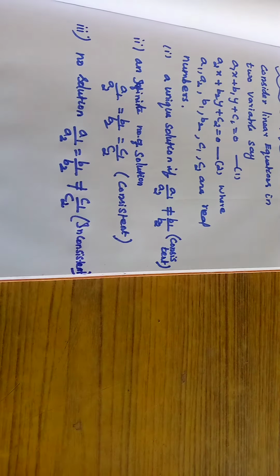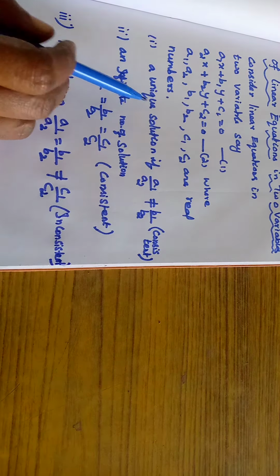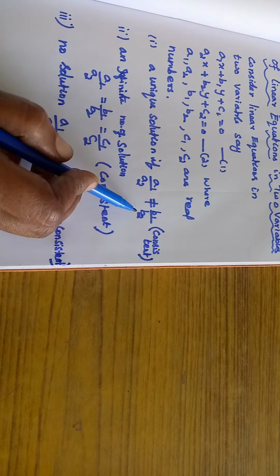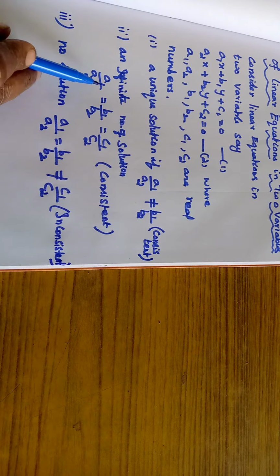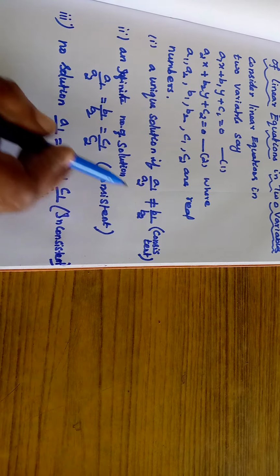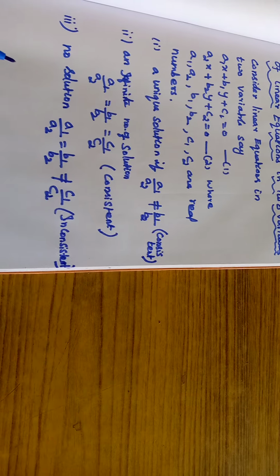Listen, children. Consistent means it has two types of solution, unique solution and infinite solutions. Unique solution condition is a1 by a2 is not equal to b1 by b2. Infinite solution condition is a1 by a2 is equal to b1 by b2, which is equal to c1 by c2. For consistent, these are both conditions. Inconsistent means the equation has no solution. So the condition is a1 by a2 is equal to b1 by b2 is not equal to c1 by c2. This condition you should learn thoroughly. Then only can you do the following sums easily.